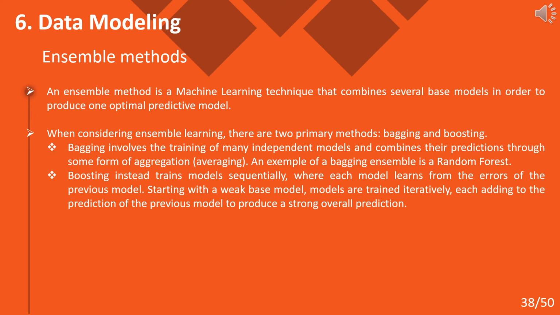Then, we examine the ensemble models. An ensemble method is a machine learning technique that combines several base models in order to produce one optimal predictive model. When considering ensemble learning, there are two primary methods, bagging and boosting. Bagging involves the training of many independent models and combines their predictions through some form of aggregation, such as averaging. An example of a bagging ensemble is a random forest.